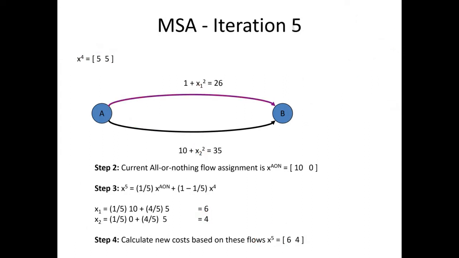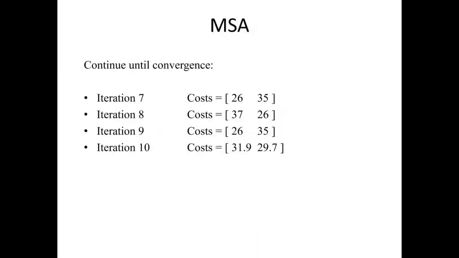And now if we redo this again, let's do this for another iteration. So this is now x5. If we do this for another iteration, again, we go back to 5 and 5. So this is now x6. If we continue doing that for iterations 7, 8, 9, and 10.